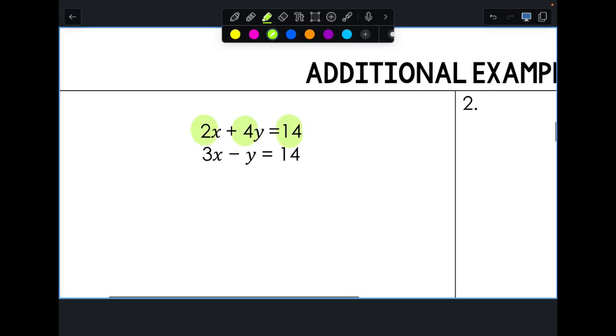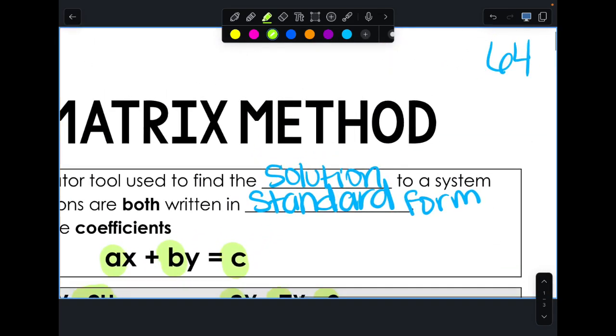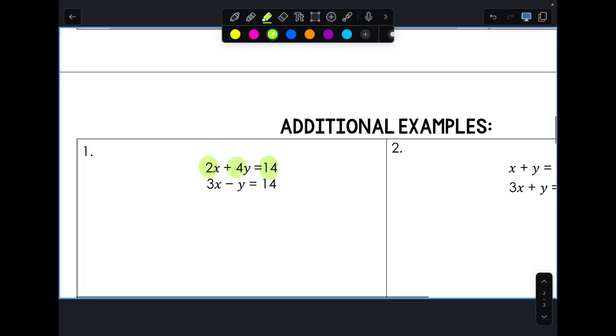Can you go back up? Oh, you didn't get it? You use matrix to find the solution, meaning the point of intersection, but the only way you can use matrix is when both equations are in standard form. Got it? Okay, so for the second equation, we're going to use 3, very, very important, -1. Those negatives will make a difference in your solution, and 14.